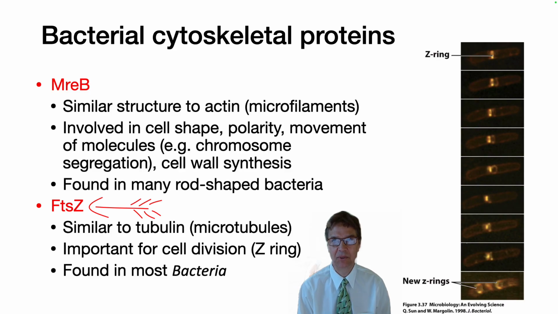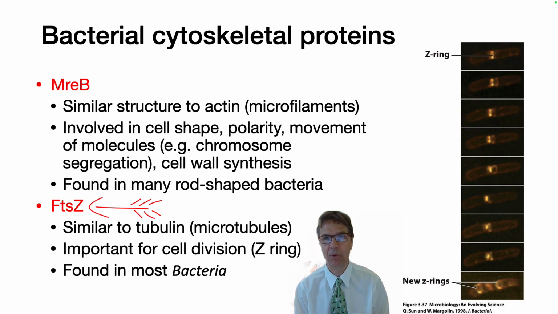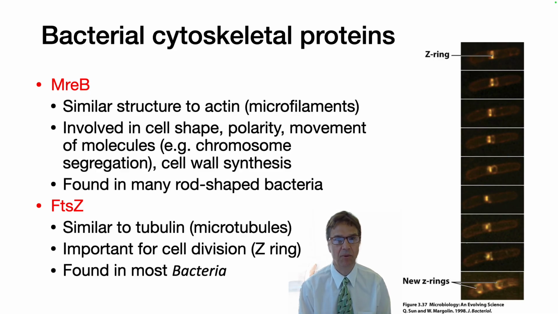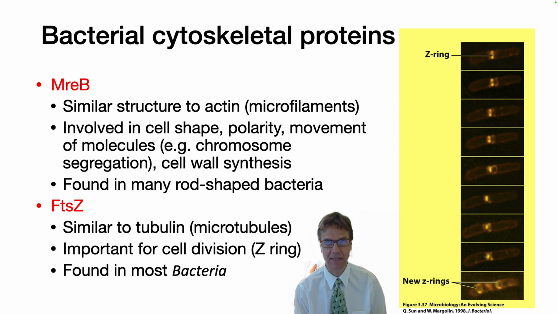MreB is found in many rod-shaped bacteria. FtsZ is similar to tubulin that is part of microtubules in eukaryotic cells. It is important in cell division, helping to form this Z ring. This Z ring is found in most bacteria. On the right is an image of the Z ring forming in a bacterial cell as it divides.